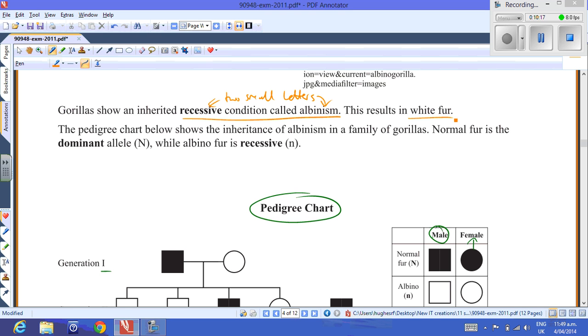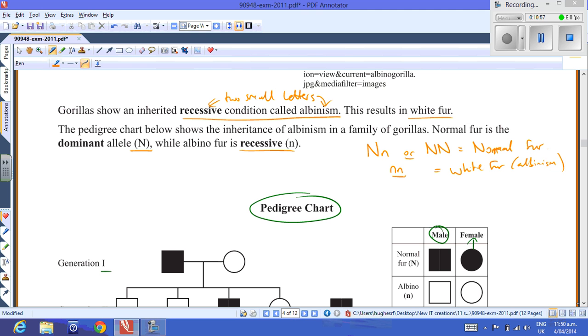The pedigree chart below shows the inheritance of albinism in a family of gorillas. Normal fur is the dominant allele, capital N, and albino fur is recessive, small n. So straight away you can develop your little key: large N, large N, or large N, small n, is going to give you normal fur, which in a gorilla would probably be just dark black fur. And then small n, small n, because it's a recessive condition, the genotype must be 2 small letters, will be white fur, or albinism. So that's your little key.